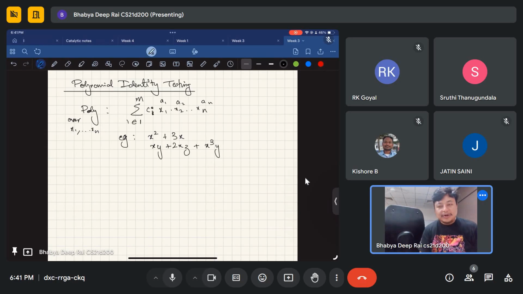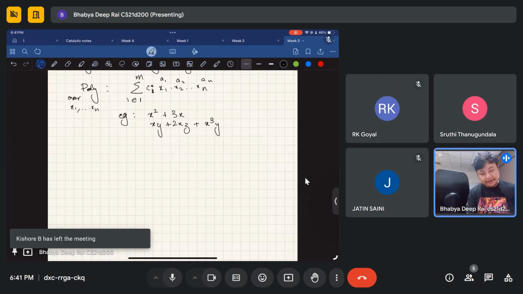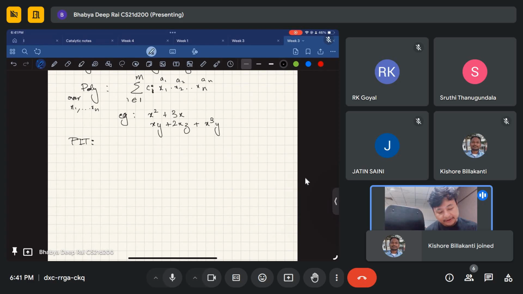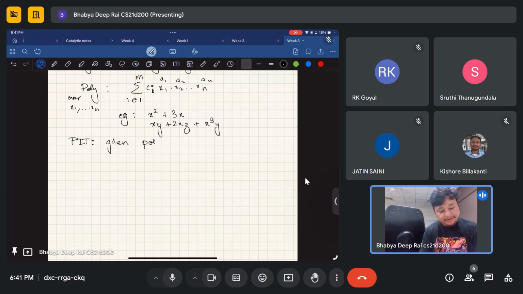What does polynomial identity testing say? Polynomial identity testing says the following: given a polynomial p over the field F in variables x1 to xn, check if that polynomial p is identically 0.